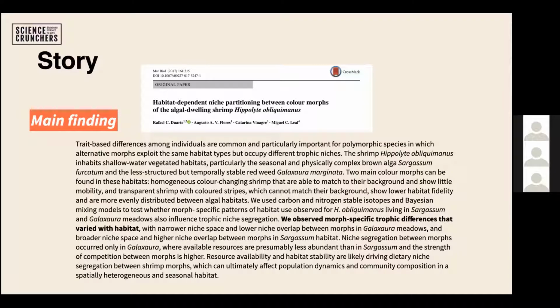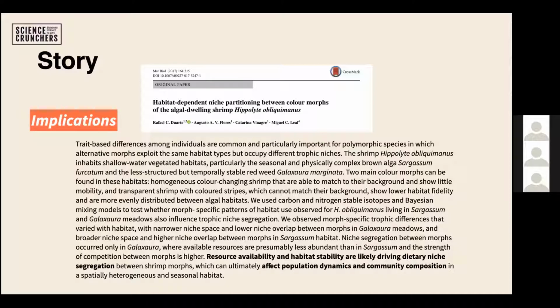Results: the main finding is that we observed more specific trophic differences that vary with habitat. So this means that the different shrimps with different colors eat different things, and the way that this varies changes with habitat. So there's an interaction with habitats.